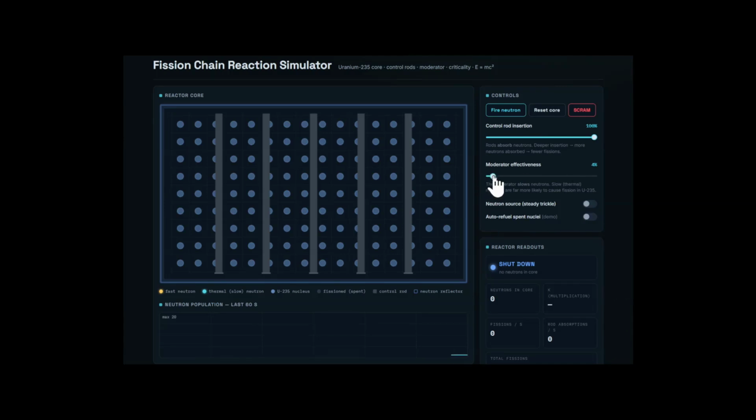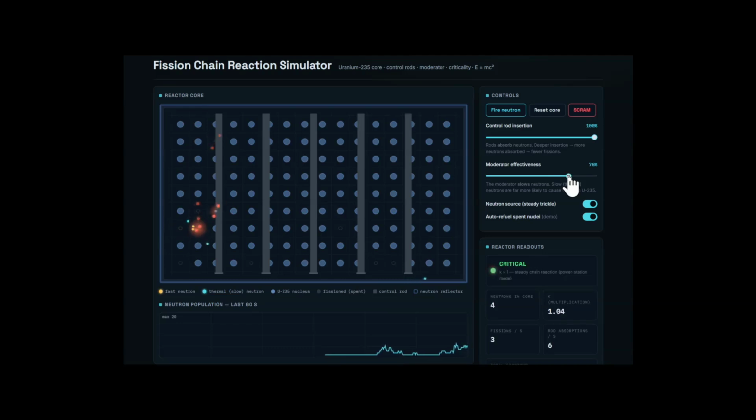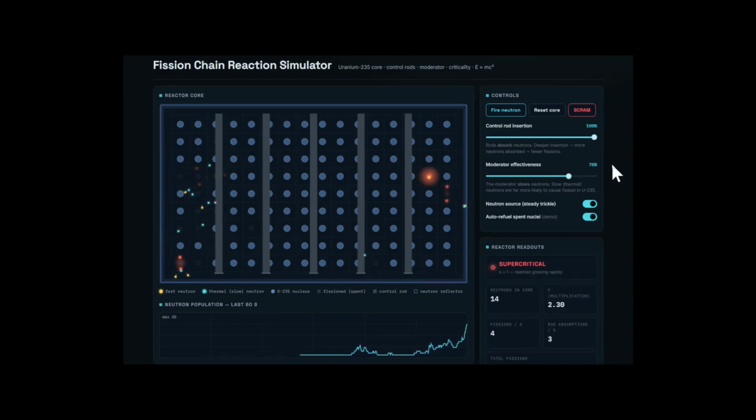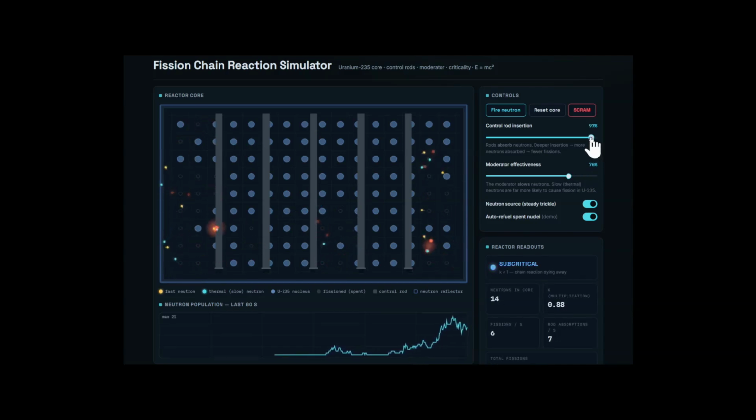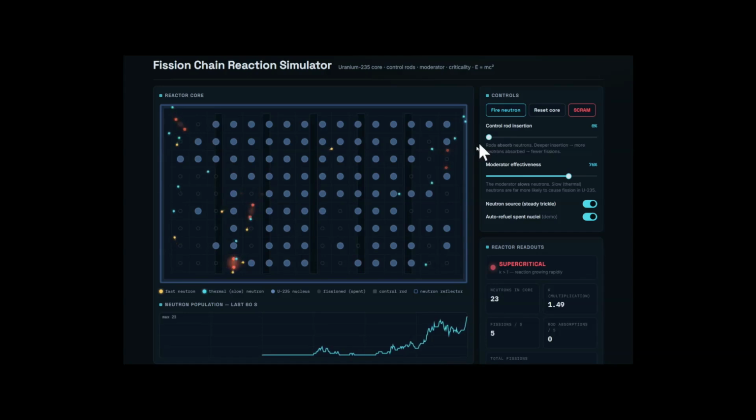Okay, and let's pull out some moderators and fire some neutrons. So we fire a neutron. These neutrons are going to fire around, not much is going to happen. So let's increase the effectiveness of the moderator. And again, not much is going to happen. There's going to be a bit of a chain reaction. All right, let's pull out these control rods then. Let's go crazy. Let's go full Chernobyl.